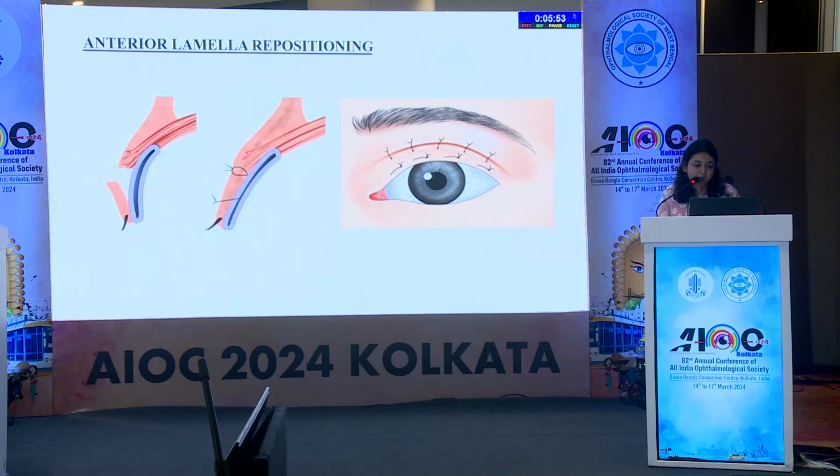Now in anterior lamellar repositioning, what is done is a lid crease incision is given and we expose the anterior surface of the tarsus right up till the lash root. And then a suture is passed which starts at the skin surface and goes up to the tarsus. This basically gives an upward pull to the anterior lamella and takes the lashes away from the corneal surface.